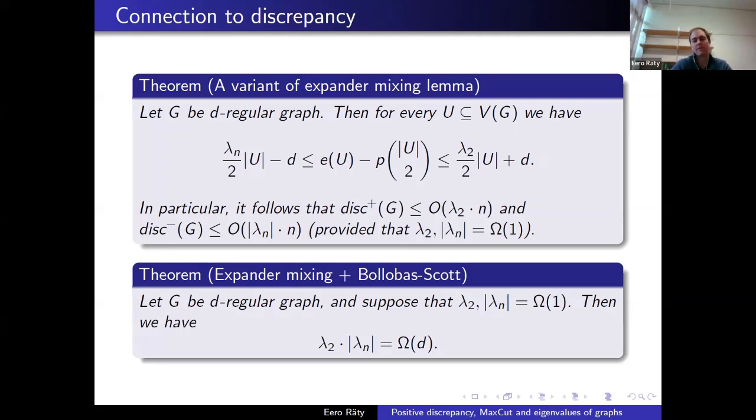Recall that the Bollobás-Scott theorem stated that the product of positive discrepancy and negative discrepancy is at least d times n squared. So combining this with the expander mixing lemma, we conclude that lambda 2 times the absolute value of lambda n is always at least a constant times the degree of the graph.